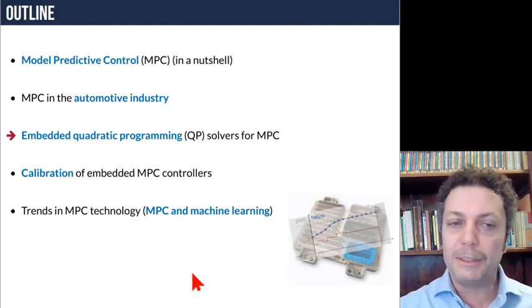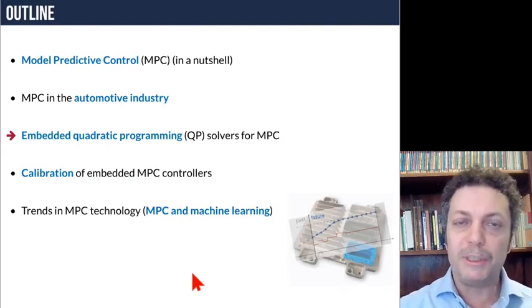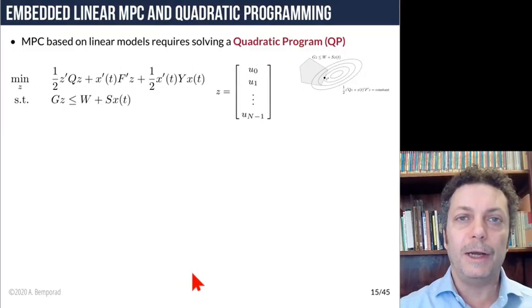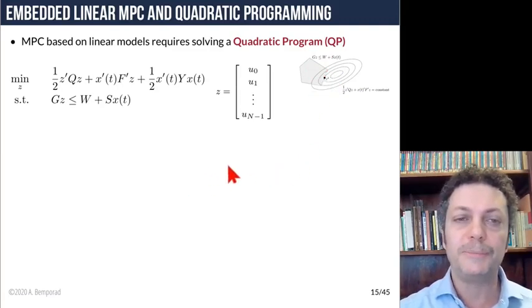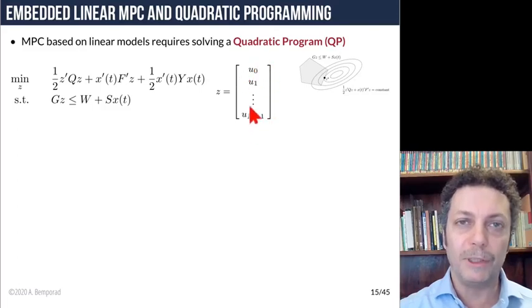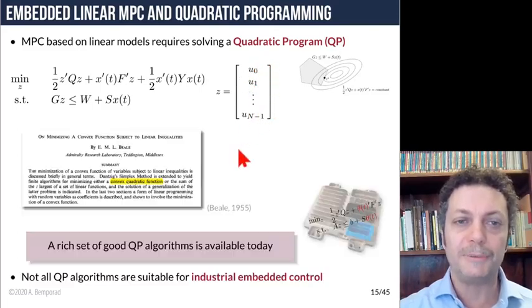So I will discuss embedded quadratic optimization. As I mentioned, in case of linear prediction models, the optimization problem you need to solve at each time step is a quadratic programming problem. So it's a problem of minimizing a convex quadratic function subject to linear inequalities that collect all the constraints you have on inputs and outputs. And you want to solve this problem with respect to the sequence of inputs over the prediction horizon.